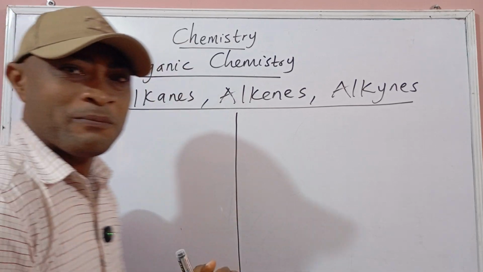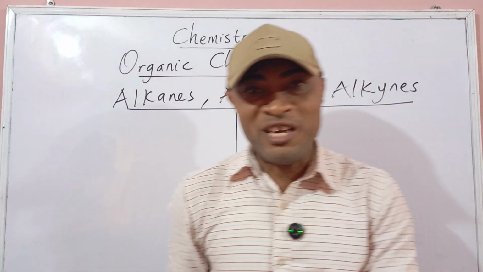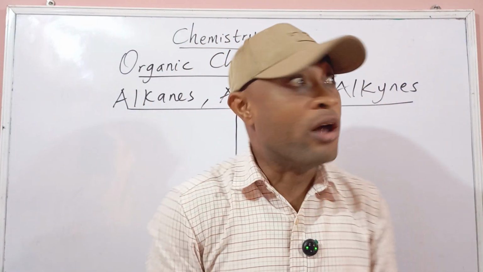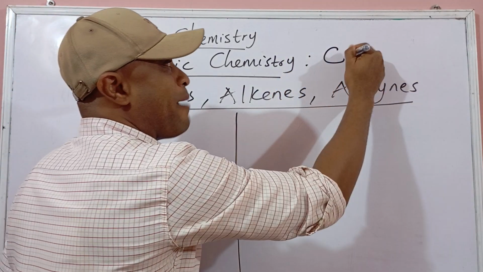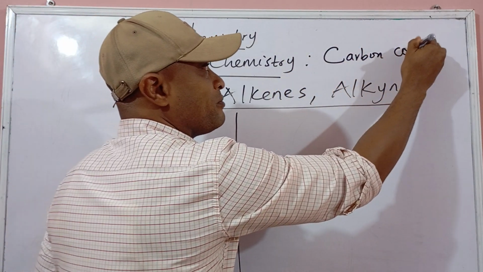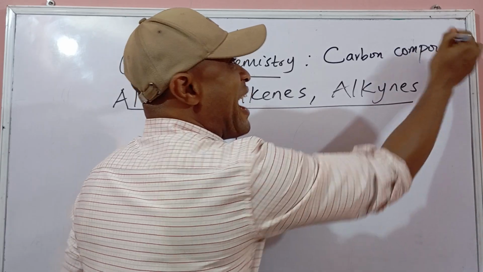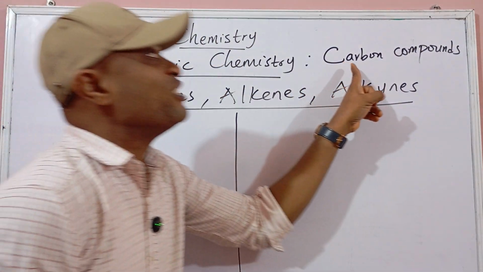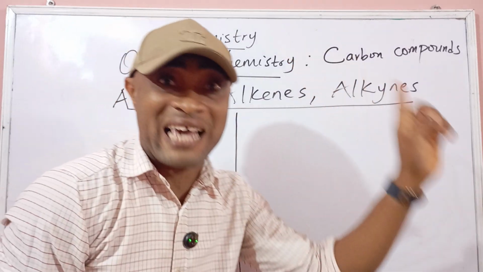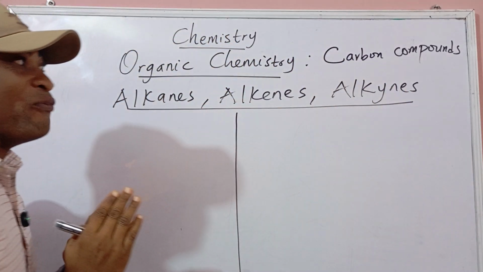Now look at this. Organic chemistry. This is majorly the chemistry of carbon compounds, and that is organic chemistry. The chemistry of what? Carbon compounds. Now that means if we must do anything under organic chemistry, we must have all the knowledge about what? About carbon. Good. So let's move this way.